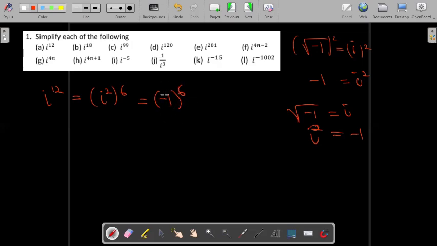And I know that a negative number raised to an even power is going to give me what? A positive value. So this will just give me +1. And that's how I simplify. Okay, so that's how you do that one.